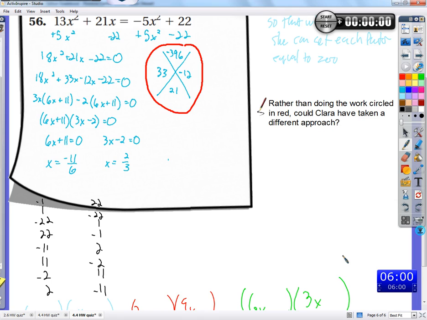Whereas in here, if you think, well, I did something wrong, all you have to do is go back through the factors of negative 396 and make sure that none of them adds up to 21. Right? It's a lot of work, but a lot less work than this.